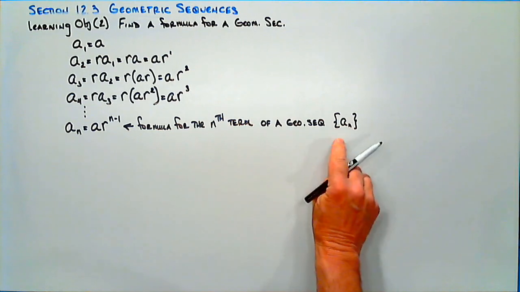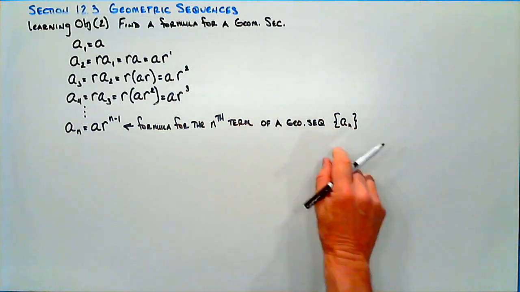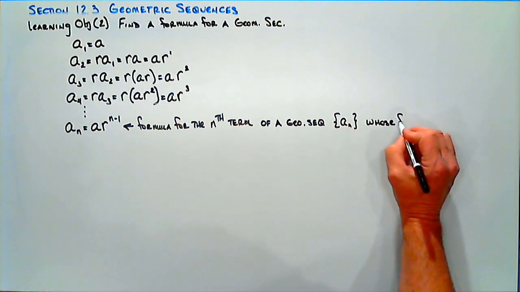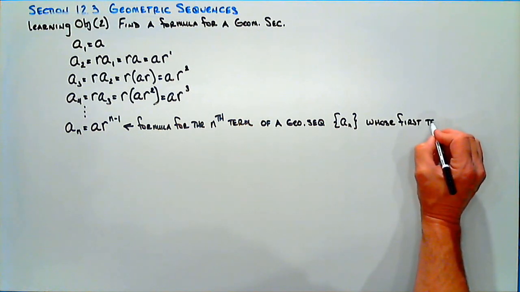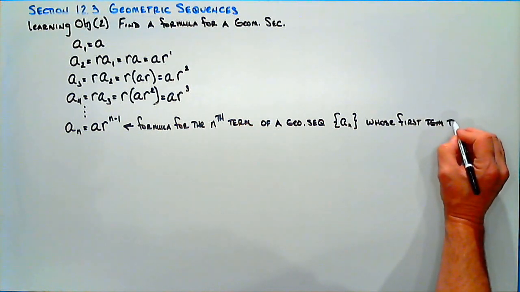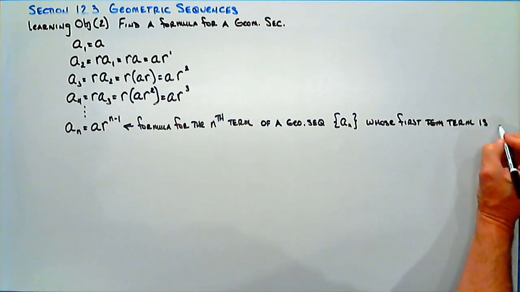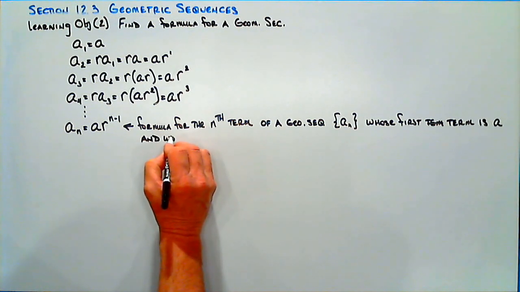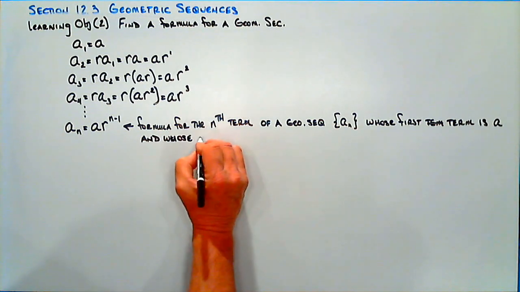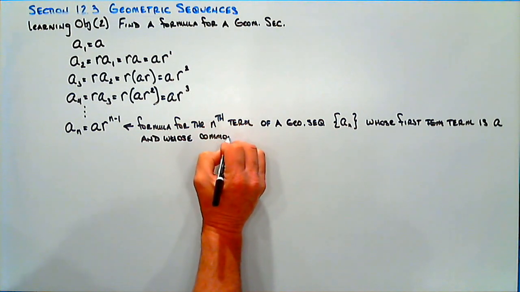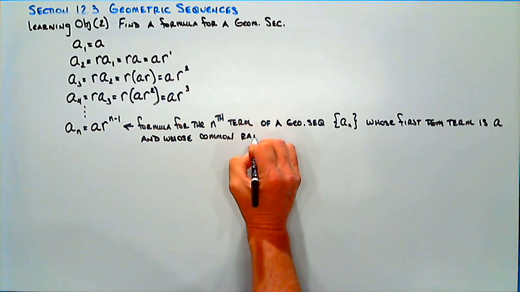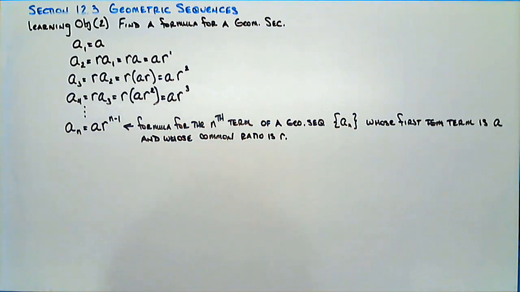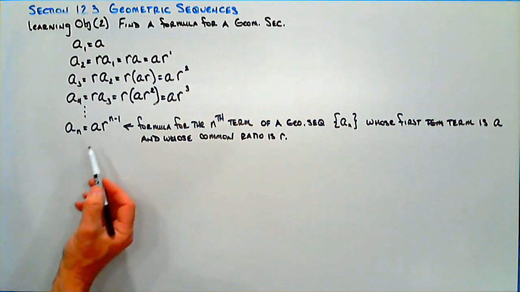A sub n, right? Remember, that's just a function. That's just a function whose first term is A and whose common ratio is R. Right? That's our formula. And perhaps if you remember anything from Algebra 2 about geometric sequences, perhaps that looks familiar to you, right?